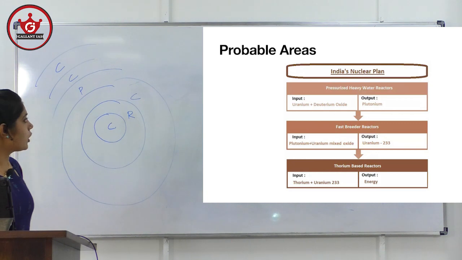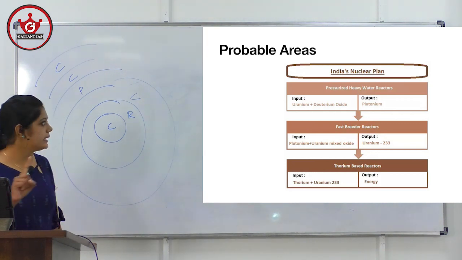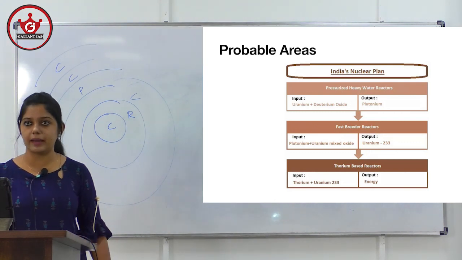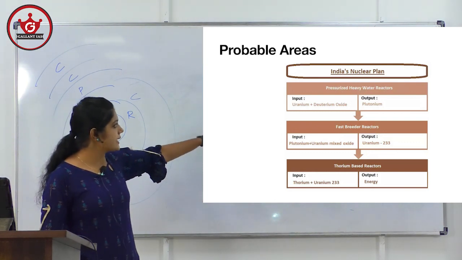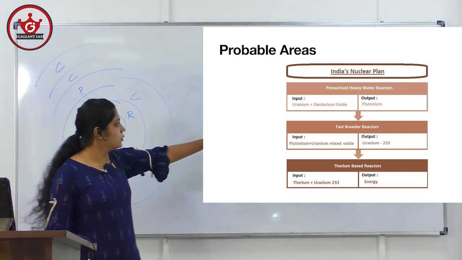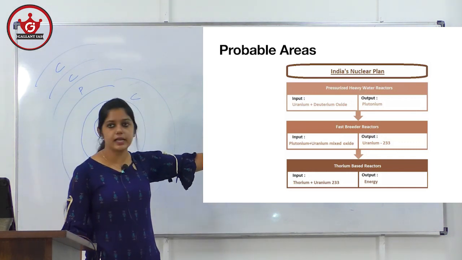Probable areas, first one is India's nuclear plan. India's three-stage nuclear program can be asked. In the first stage, we have a pressurized heavy water reactor. What is the input? Uranium plus deuterium oxide. What is the output? Plutonium.